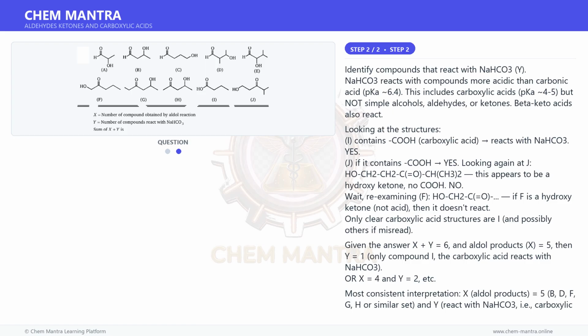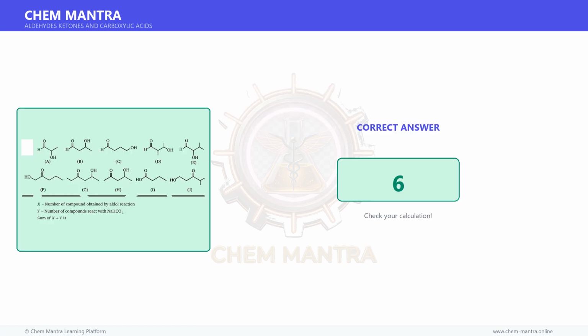The carboxylic acids among the list are I and possibly another. Compounds F and I both appear to have terminal OH on what could be a carbon chain. I is clearly drawn as HOC=O acid, and similarly another compound. Final count: X is equal to 5, beta-hydroxycarbonyl compounds, B, D, F, G, H. Y is equal to 1, carboxylic acid, I. Sum is equal to 6. Therefore, the correct answer is 6.